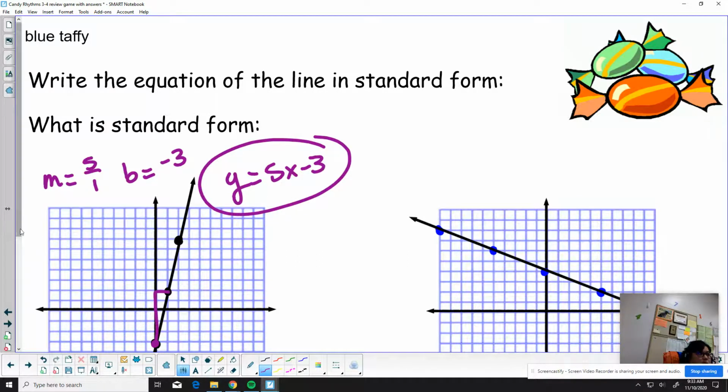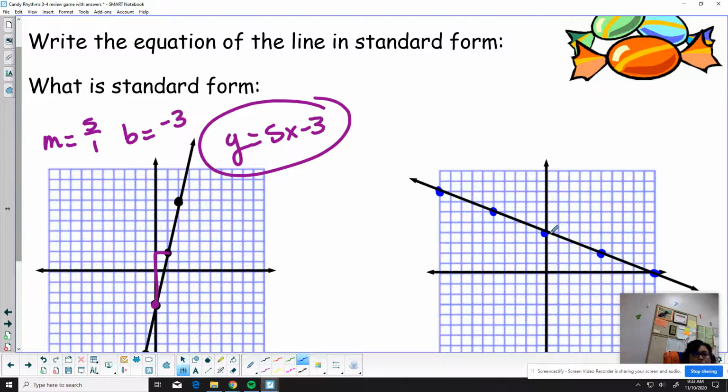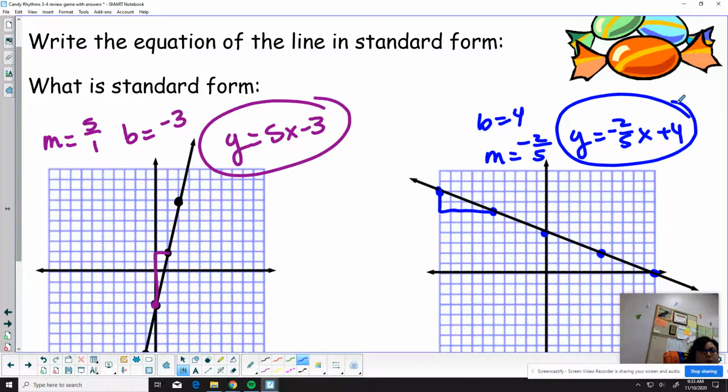And do the same thing over here. So my b is right here, 1, 2, 3, 4. And my slope is down and over. Let's see. Down 2, 1, 2, 3, 4, 5. My slope is down 2 over 5. So y equals negative 2/5 x plus 4 is my answer.